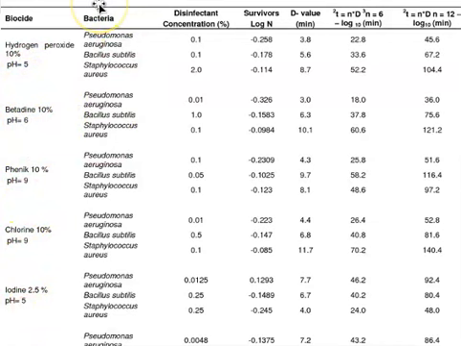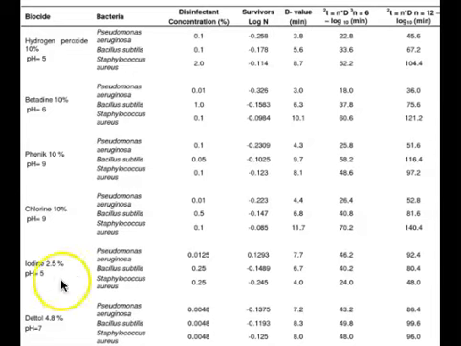You'll also notice in the second column that there's a list of the particular organisms that were tested for each one of these chemicals. Pseudomonas aeruginosa, Bacillus subtilis, and Staphylococcus aureus are on this list. These three organisms were likely chosen because they have differing sensitivities to various disinfectant chemicals. You want to make sure that you test your disinfectant against organisms that come from a wide range of environments.